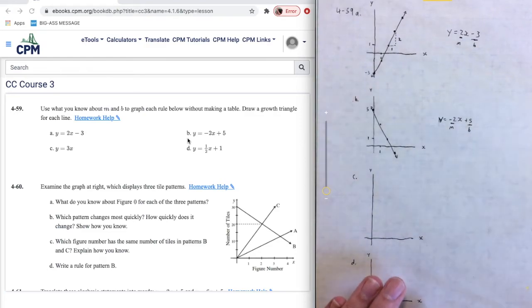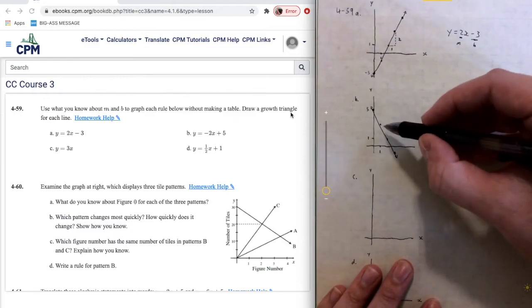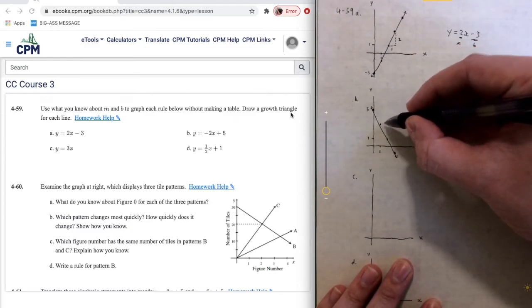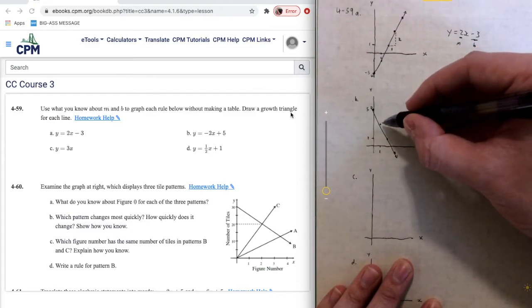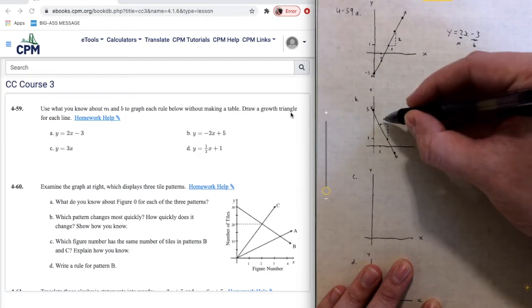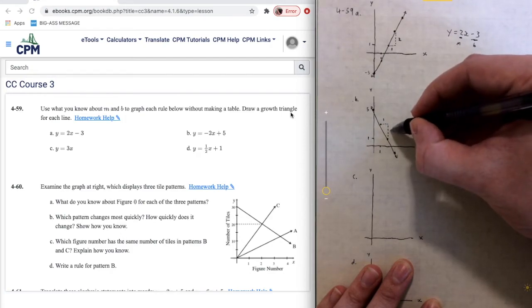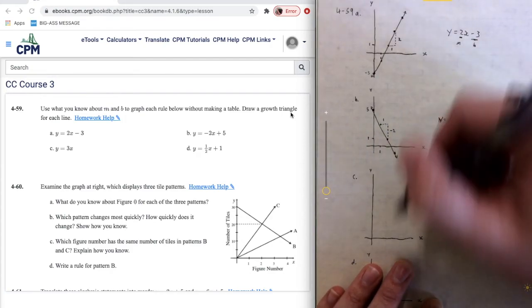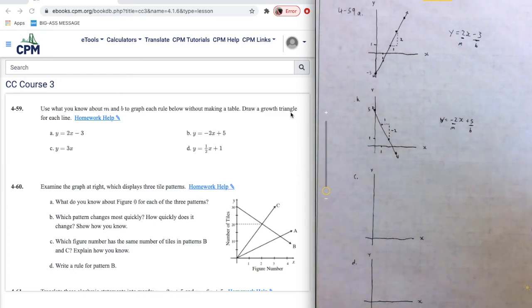And now it also is asking for a growth triangle. So to do that, you can just find 2 dots, and then just do a dotted line about what we did to find the next one. So we started here, we went across 1, and then we went down 2. It's going to be 1, and then negative 2. So that is the graph for y equals negative 2x plus 5.